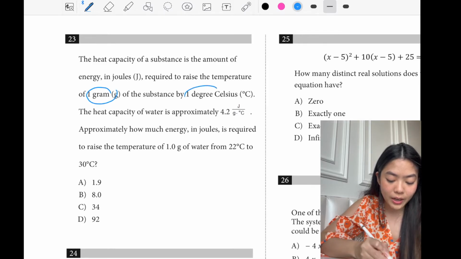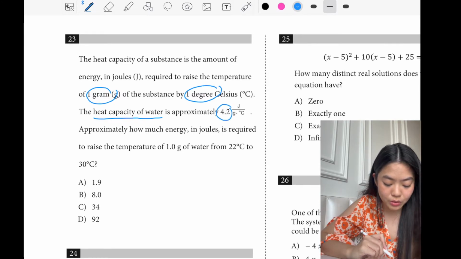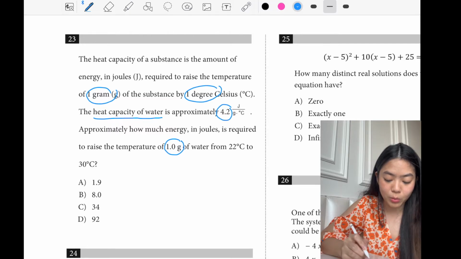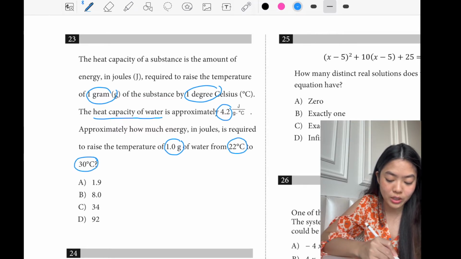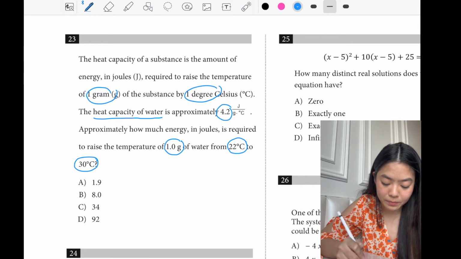So 1 gram by 1 degree, and the heat capacity of water is approximately 4.2. Approximately how much energy in joules is required to raise 1 gram of water from 22 Celsius to 30?